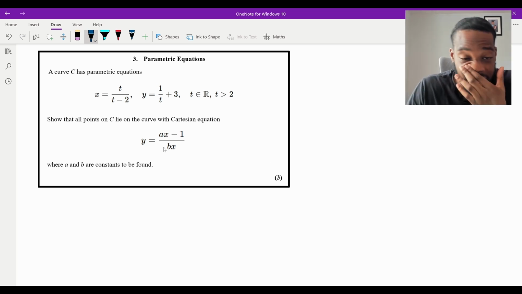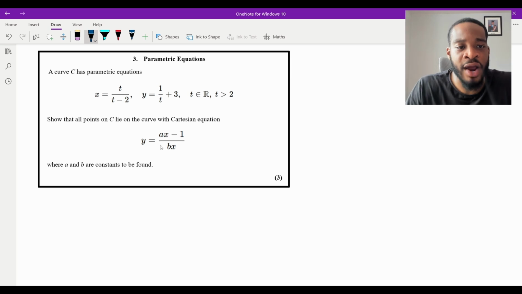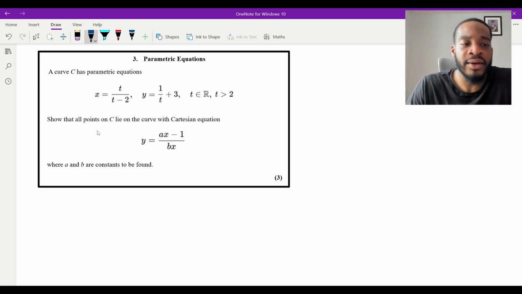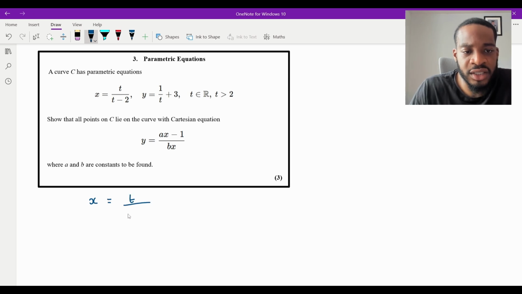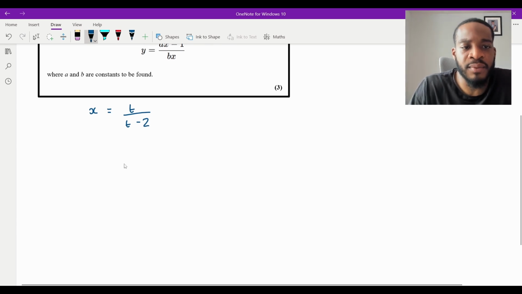So if I look at what we need to get to, it's y in terms of x, right? I can see y here is 1 over t plus 3. I've got x here. What you'd want to do is rearrange this formula, x in terms of t, to get into t in terms of x, and then plug it into y. So I'm going to start here. I've got x is equal to t over t minus 2. And then what I can do is I can just times up by the t minus 2. So I'm going to have x and then t minus 2 is equal to t.